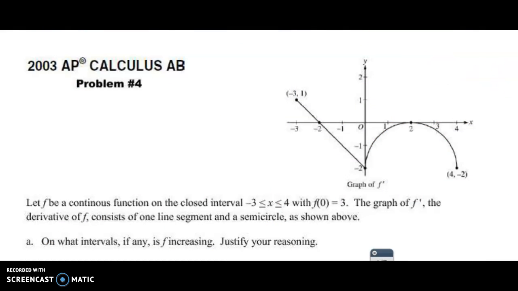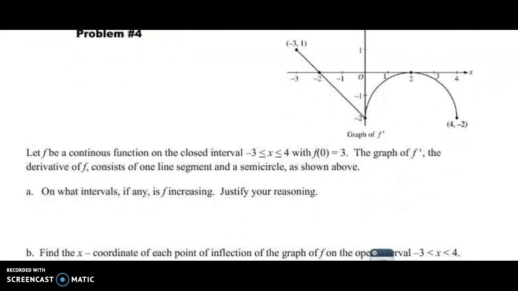I think I just have a few more examples here. Notice in this problem, they give you the graph of the derivative. So pause the video, make sure you understand it. They even give you the directions that we have one line segment and a semicircle shown in the picture. So on what interval is f increasing?